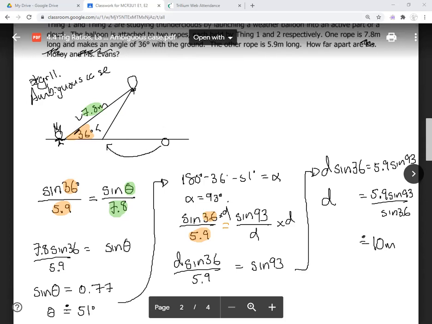Thing one has a string of 7.8 meters and it makes an angle of 36 degrees with the ground. Thing two also has a rope and it's 5.9 meters. That's all the question said. So this situation being ASS could be a regular acute triangle or it could be an obtuse triangle. You got to watch out. Okay. And so luckily though, you have a lot of information helping you.